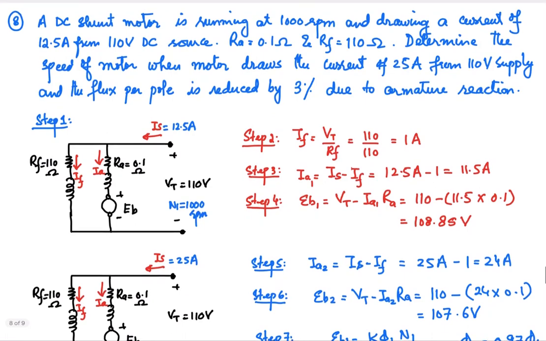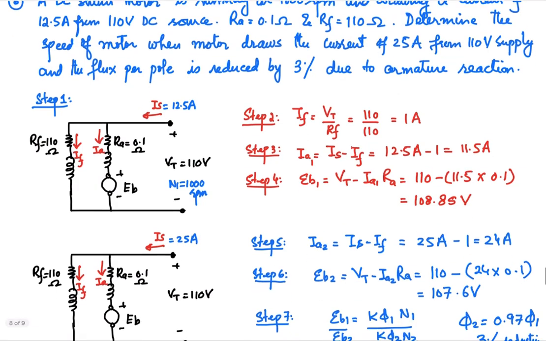Okay, so our next example is related to the DC shunt motor that is running at 1000 RPM and drawing a current of 12.5 ampere from 110 volt DC source. Armature resistance and field resistances are given. Speed of the motor when it draws the current of 25 ampere and 110 volt supply is to be determined, and because of the change of the load, the flux has changed, and that is to be considered 3% due to the armature action. Armature action is going to take place when you are going to change the load, and we have discussed the armature action in detail in the theory class.